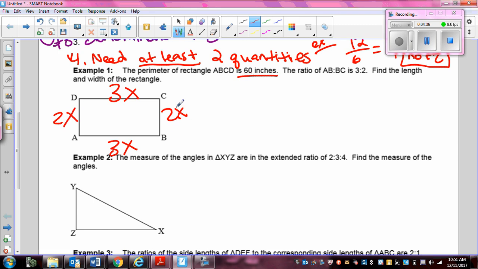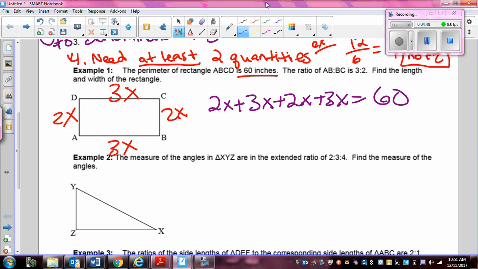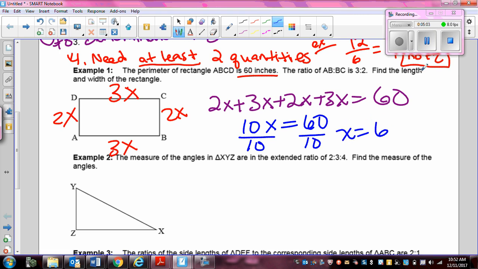And since I know this is a rectangle, the opposite sides are going to be equal length. So I'm going to add them up. 2x plus 3x plus 2x plus 3x equals 60. Combine my like terms. I have a lot of x's. 3 plus 2 is 5, plus 5 is 10 x's. Divide by the number in front of your x. x equals 6. So I'm not done, but I know that x equals 6.